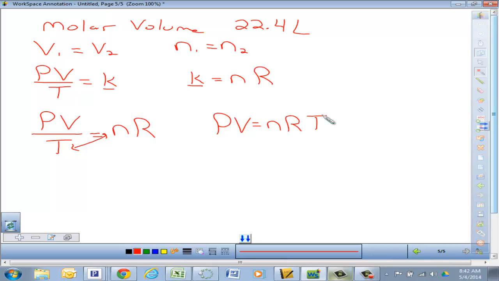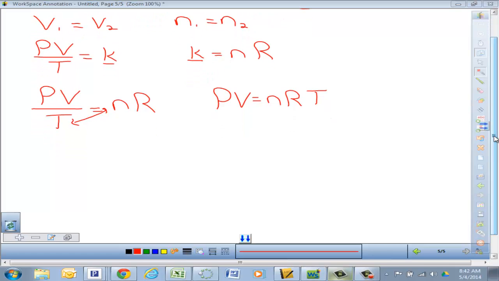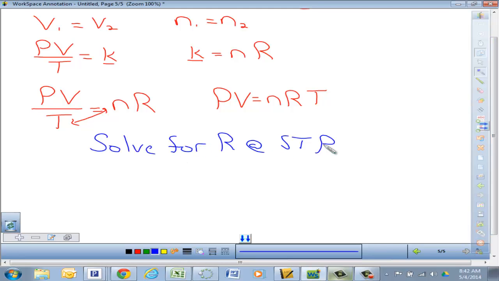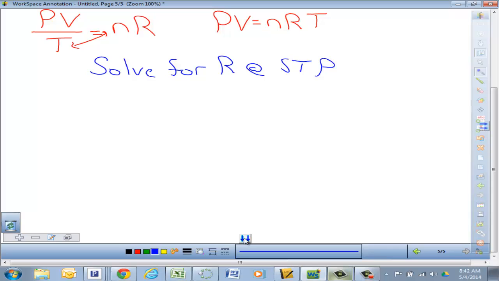Well, we know what pressure is. We know what volume is. We basically know what N is. We know what temperature is, but what is R? How do we calculate R? Well, that's what we're going to do now. We're going to solve for R at STP.